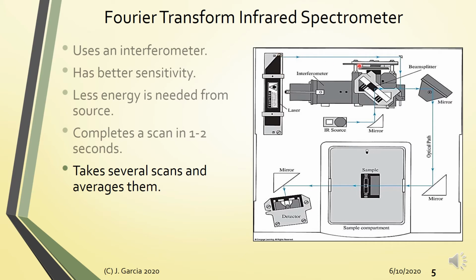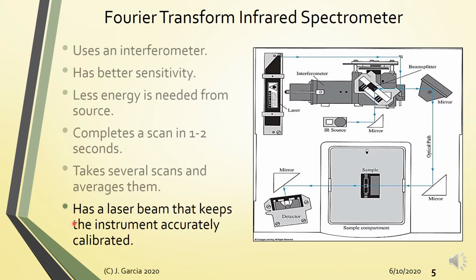So, since this is constant, the computer assigns the wave number values for the spectra generated by this instrument. It pegs or bases the assignment of wavelength values on the constant wavelength value of the laser source. All right. So you have a laser beam that keeps the instrument accurately calibrated in terms of your wavelength and also the alignment of the optics.